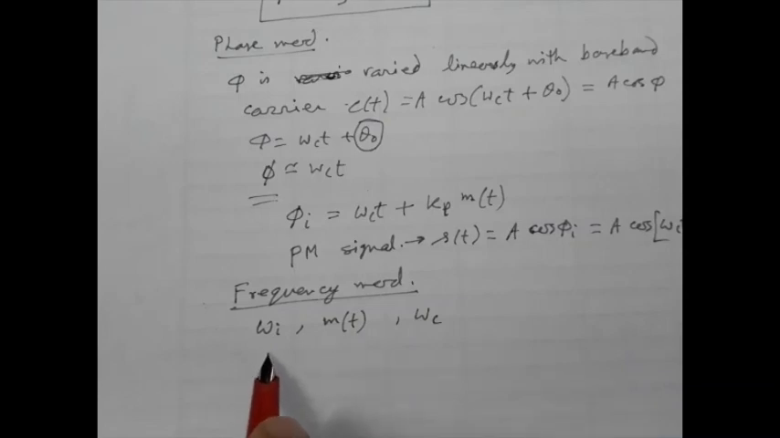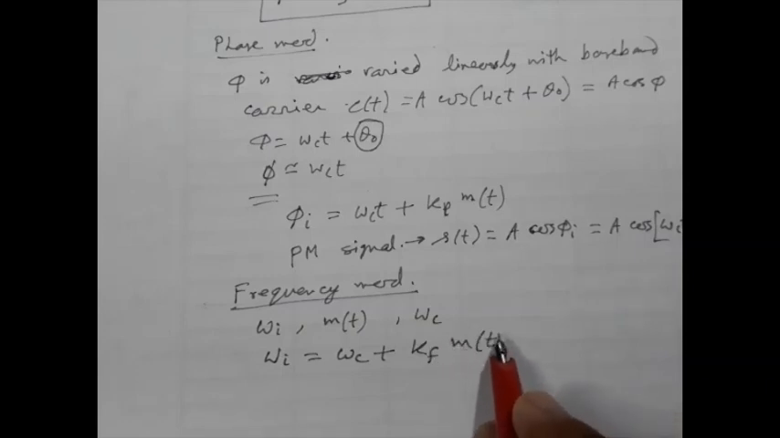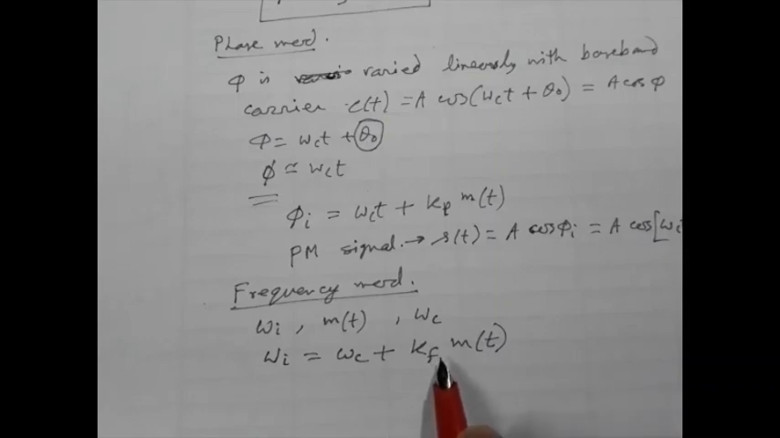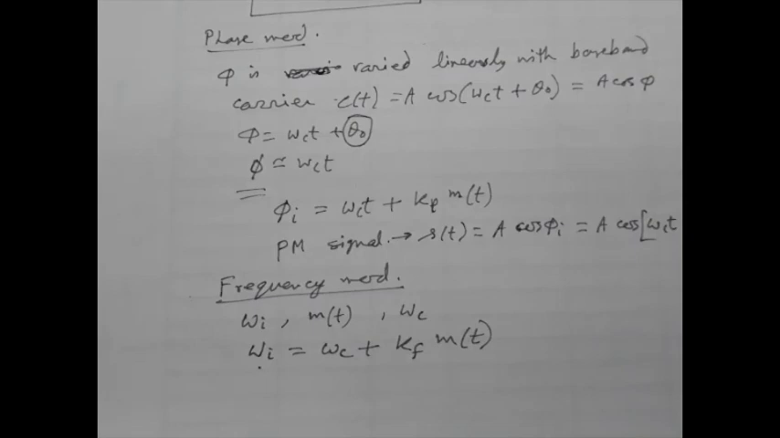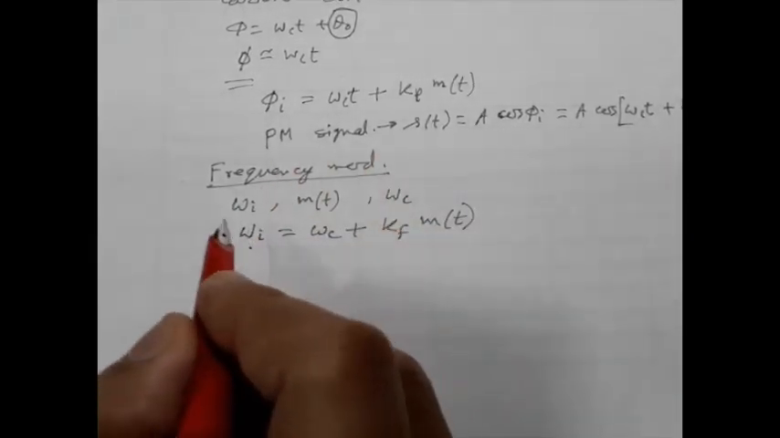So we can write omega I equal to the original carrier frequency plus a time varying quantity that is proportional to the message signal m(t). This kf is called the frequency sensitivity. So this is the instantaneous frequency for FM.